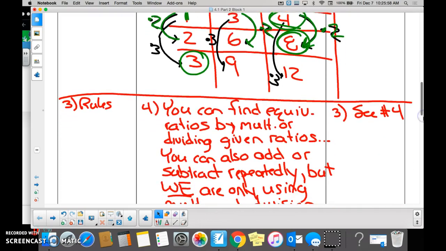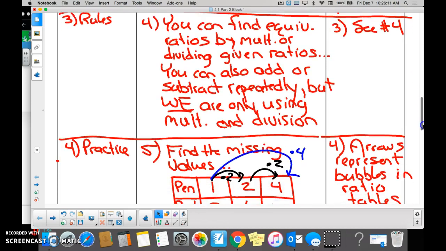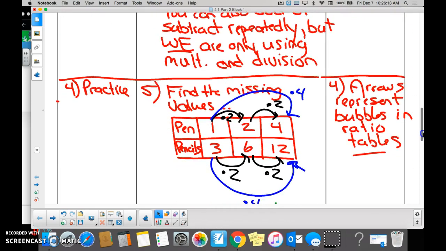Are we only using multiplication and division to calculate ratio tables? Yes. However, is it possible to use repeated addition and subtraction? Yes. But we're not going to. We agreed not to, right? Right. Because it gets more confusing if you go down that route. Number 5, we're going to skip over.